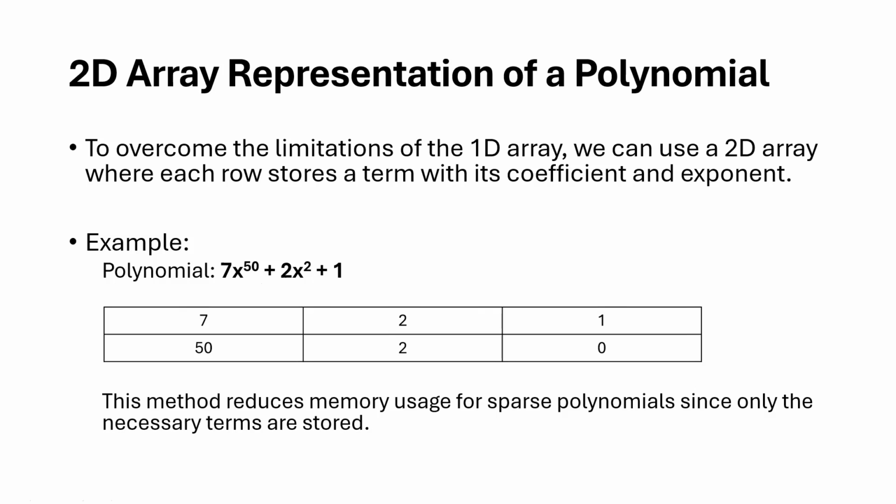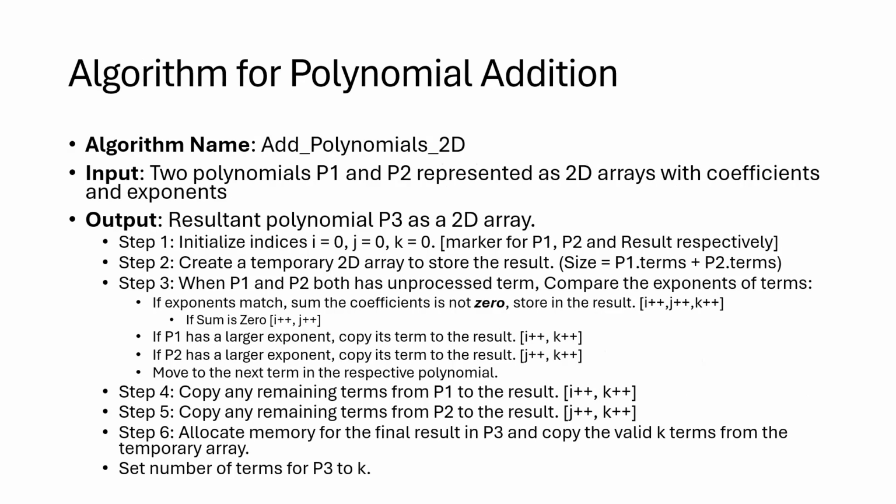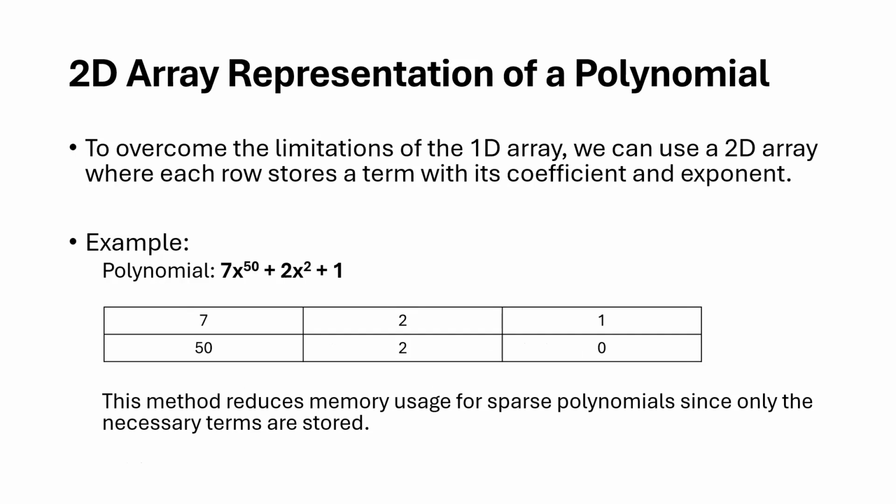So whatever the degree of the polynomial, we always create an array with dimensions 2 cross the number of terms. Now, this representation is quite memory efficient, because the number of columns does not depend on the degree of the polynomial, rather it depends on the number of terms present in the polynomial. So whenever we have a sparse polynomial, in that case, we will go for the 2D array to store that polynomial. Fine.